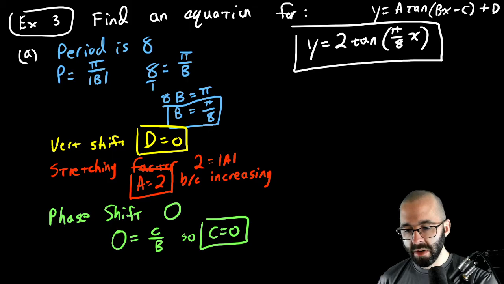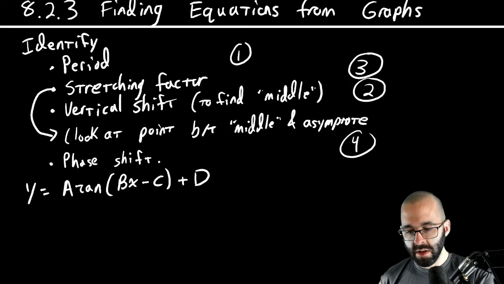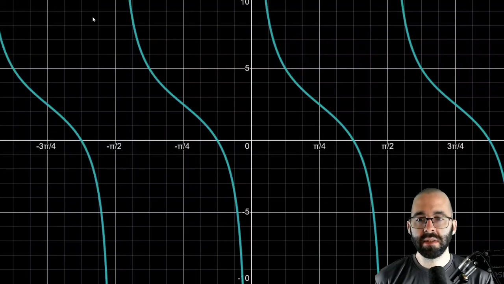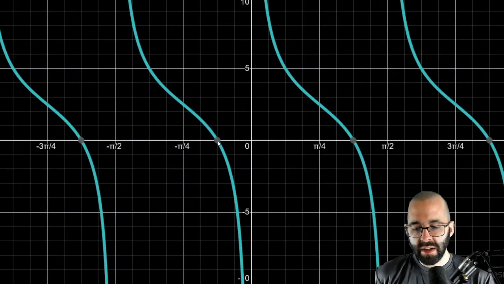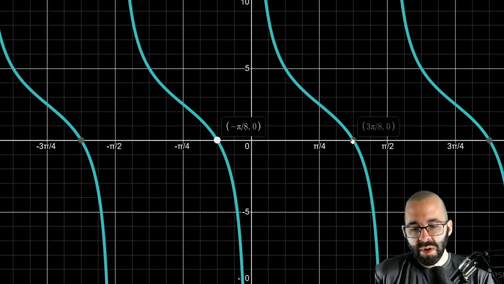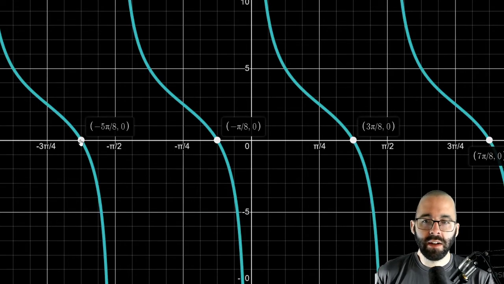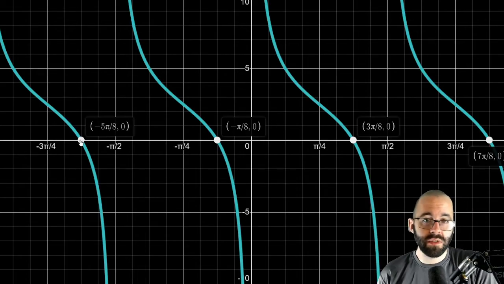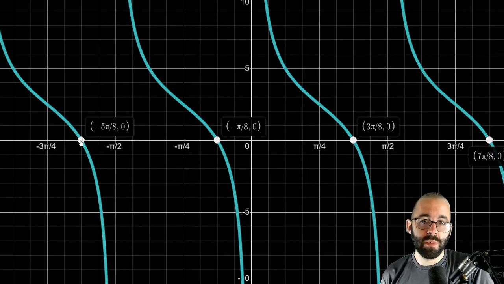Let's follow the same order as was recommended over here. Step 1, let's look at the period. The period is how long does this take until it repeats? And you can pick any point. So on Desmos, the x-intercept is useful. If you're looking at a graph from the book, the middle is useful. The asymptotes are also useful. There's a lot of ways that you can find the period.